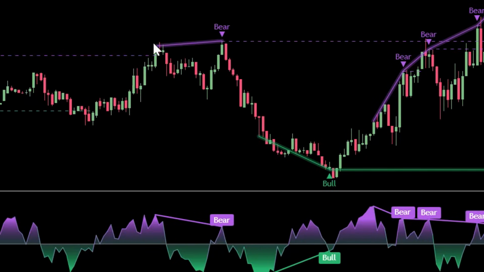Then look for a bearish divergence. You'll see this when the price makes higher highs but the RSI makes lower highs. This tells us that buying momentum is weakening and sellers may take control.